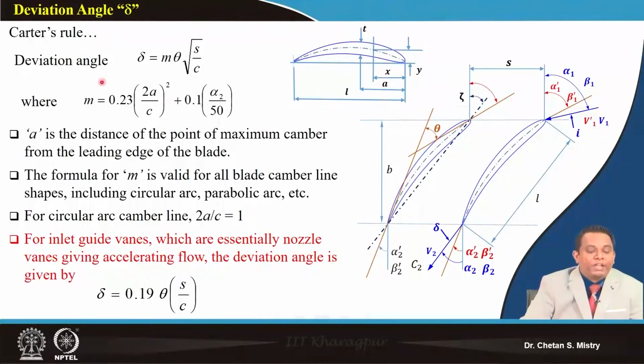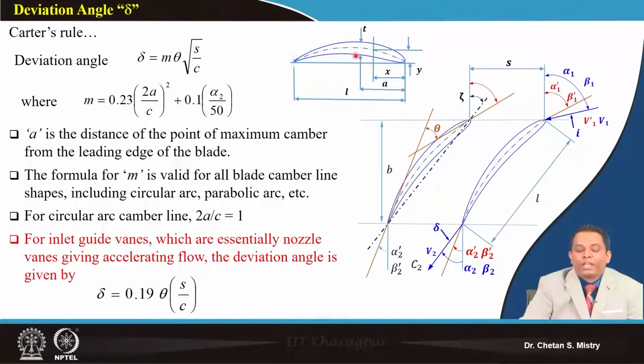It says my deviation angle delta is equal to m into theta square root of s by c. As we have discussed, the deviation angle mainly depends on the camber angle and the s by c ratio. This m parameter is very important. It is an aerofoil parameter. Just look at this aerofoil: this is the location where I have my maximum thickness, representing the maximum camber location.